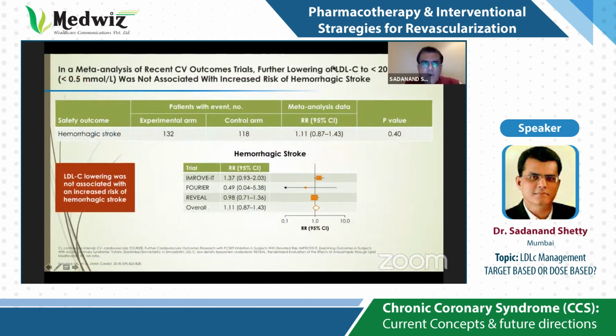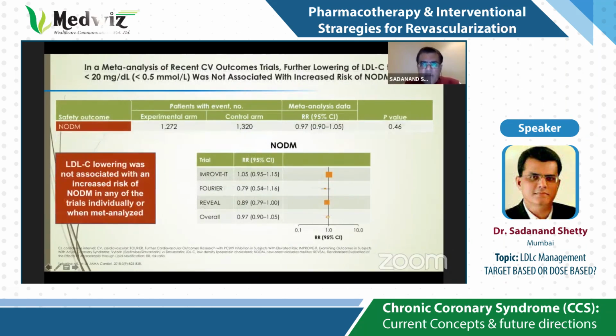LDL lowering has always been a concern for hemorrhagic stroke, but now the trials have clearly shown that it is not associated with an increased risk of hemorrhagic stroke. Earlier trials like the MIRACL trial showed hemorrhagic stroke as one downside, which is now not shown in the recent trials. Also, new onset diabetes mellitus is one area where we worry when LDL gets low. That has also been shown to carry no increased risk of new onset diabetes in any of the trials individually or when meta-analyzed.